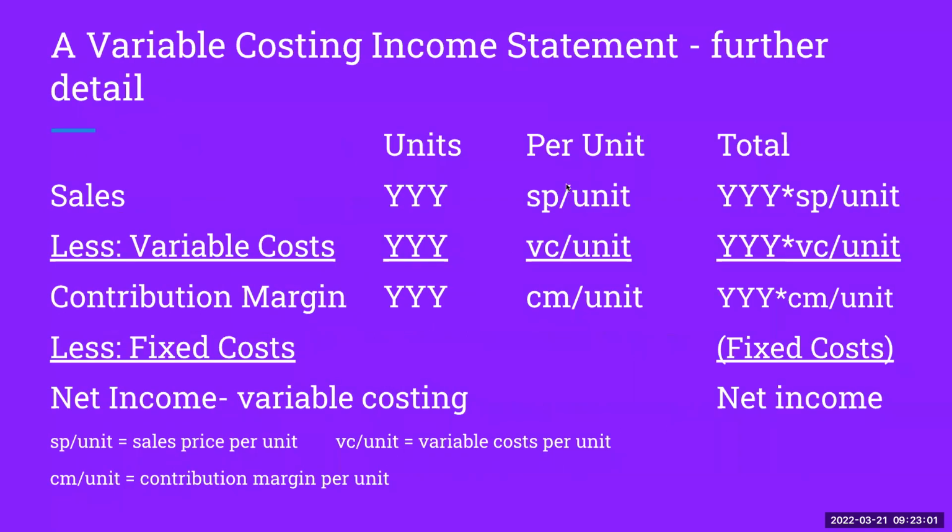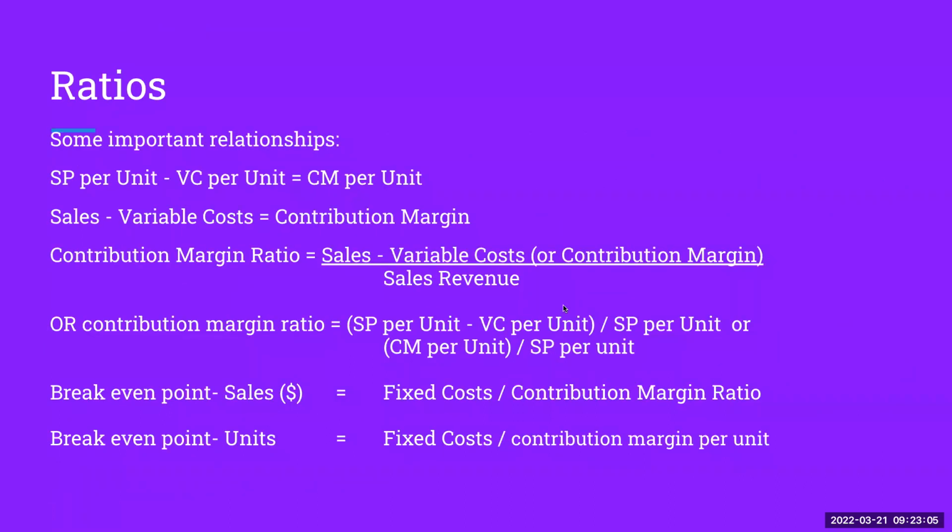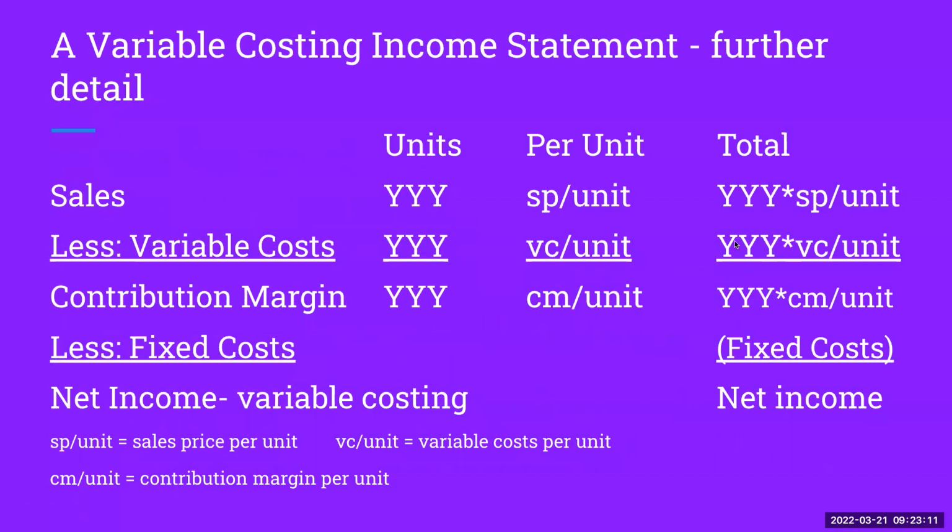Well, the contribution margin per unit is the sales price per unit minus the variable cost per unit. The contribution margin ratio is going to be the sales minus the variable costs in dollars, divided by the total amount of sales.